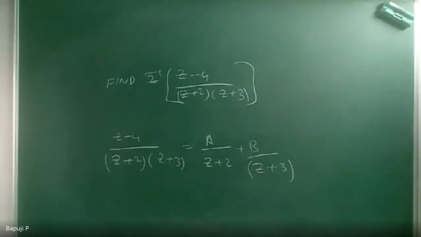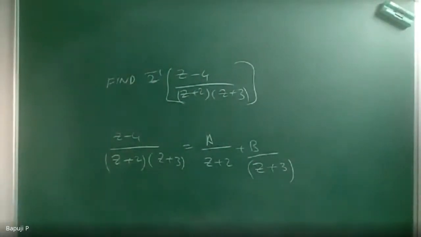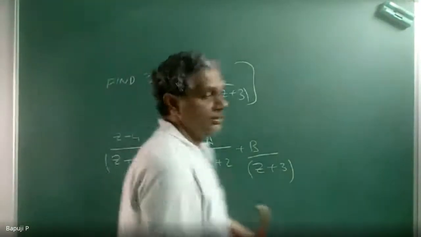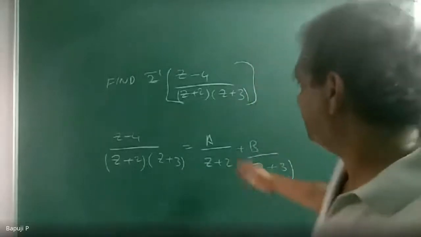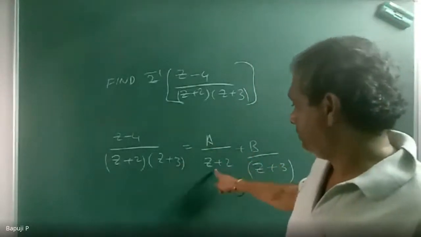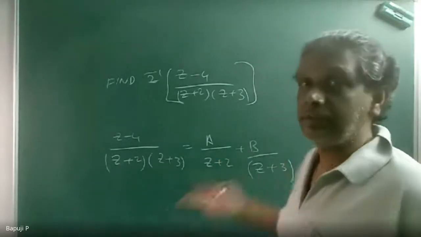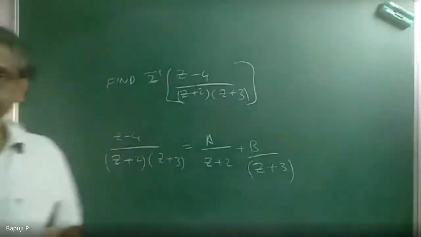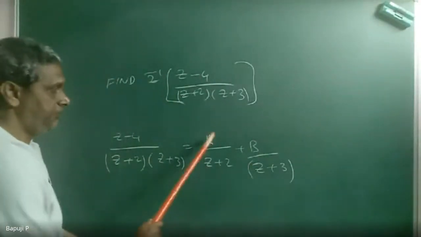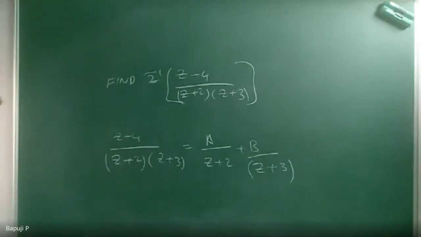What is the formula for Z inverse of 1 by Z minus a? I told you to remember it. Here minus 2 I can write as a, to the power of k minus 1. Got it or not? So the answer is A into minus 2 to the power of k minus 1, plus B into minus 3 to the power of k minus 1. My job is, the answer is already in my hands. But if I am able to tell my A and B values, my job is over. So find out how you will find A and B fast.